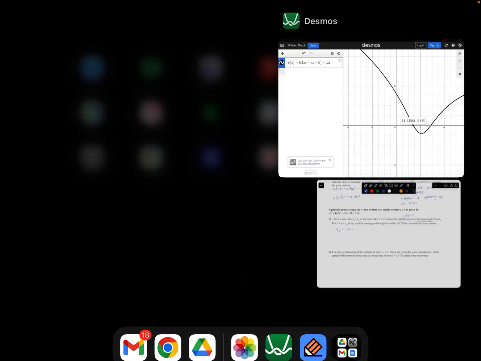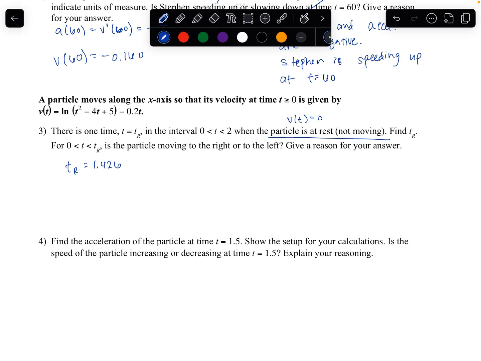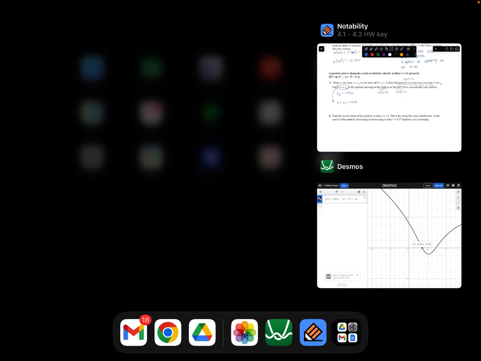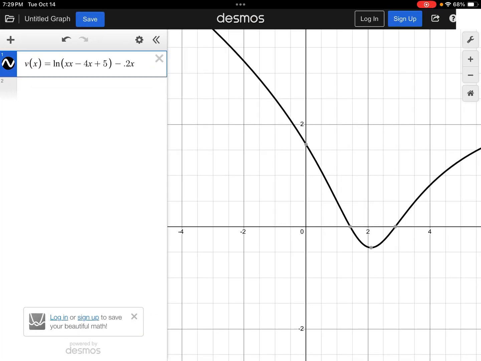Okay. On this interval, 0 is less than t is less than 1.426, is the particle moving right or moving left? Moving right would mean that the velocity is positive. Moving left would mean that the velocity is negative. So what is it? To the left of this 0 right here, is the velocity positive or negative? The velocity is positive because this is a velocity curve and it is above the x-axis.